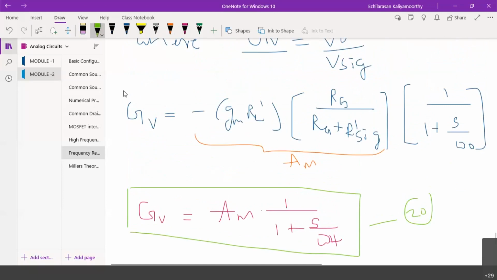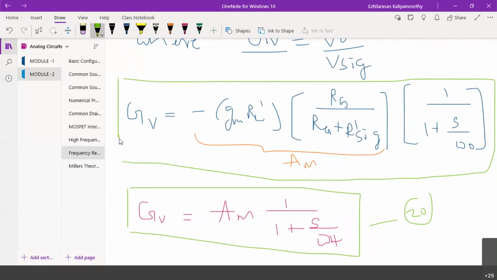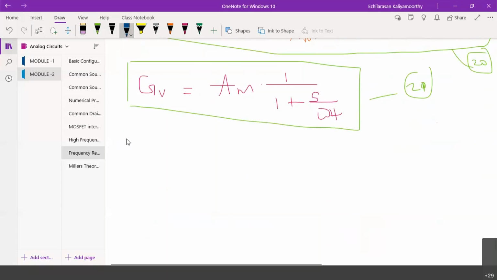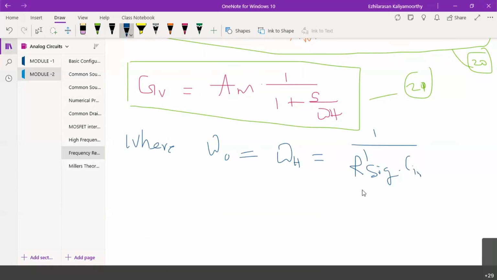One more here also, see. This is nothing but your overall gain expression. Very, very important. So this will be the 20. So this will be 21. Now from this, omega naught is equal to omega h, where omega h is equal to 1 by R dash sig into C in. This we already know.